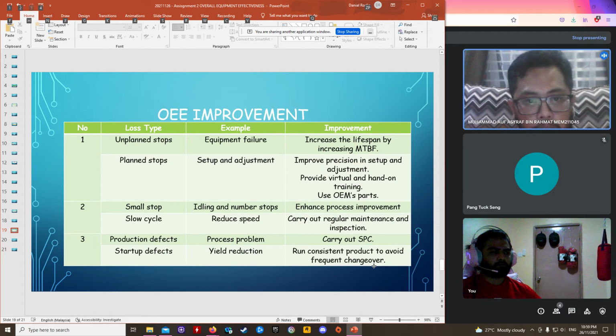For example, we can improve through process problems. We can carry out a statistical performance chart, with which we know the upper limit and lower limit for the process. So if there is a problem, we can identify it early. For startup defects, for example, we can improve yield reduction. So we need to improve by running consistent product to avoid frequent changeover.